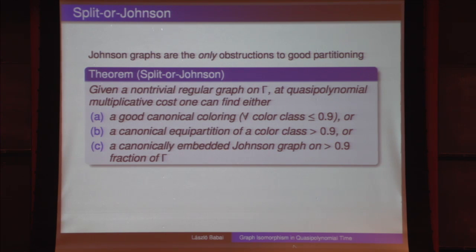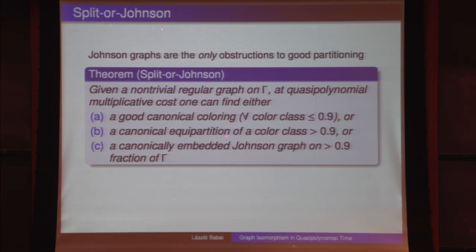So here is the formal result. If we have a non-trivial regular graph, then at quasi-polynomial multiplicative cost, we can either find a good coloring, or we can find a canonical equipartition of a large color class, or we can find a canonically embedded Johnson graph on a large part of the graph, or a large part of the set. So this is one of the two main combinatorial partitioning results. Okay, so either we can split our graph, or we find a Johnson graph.